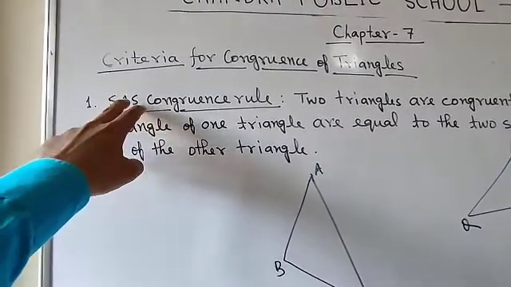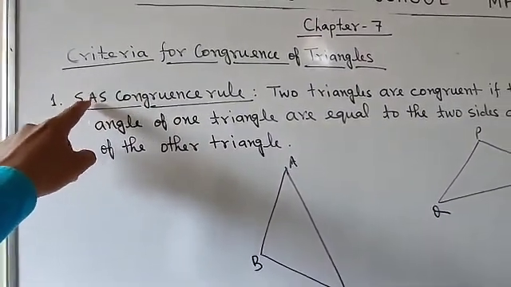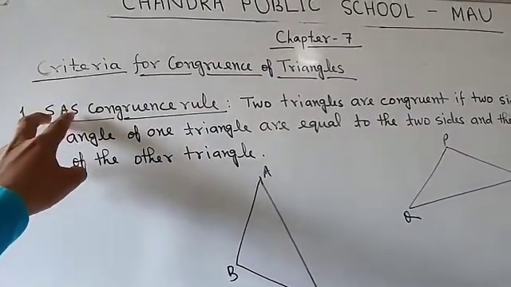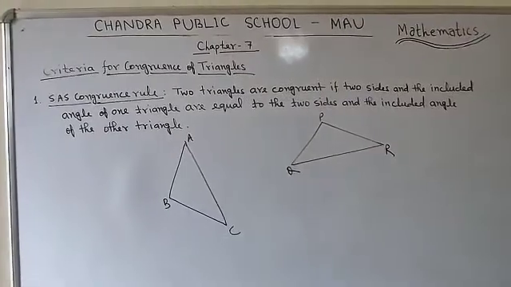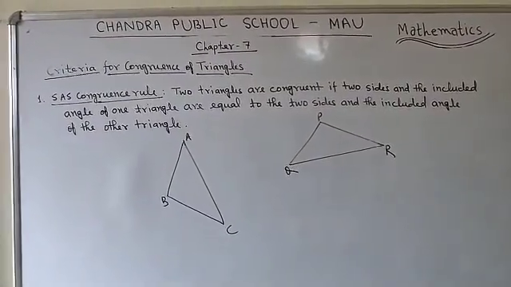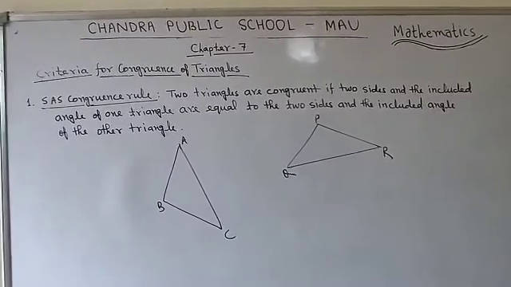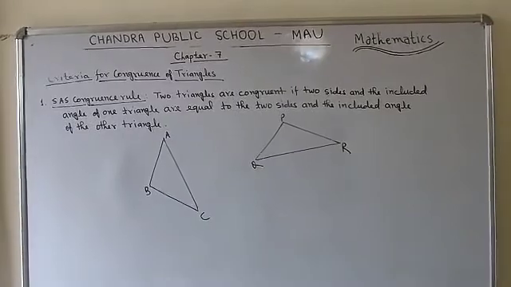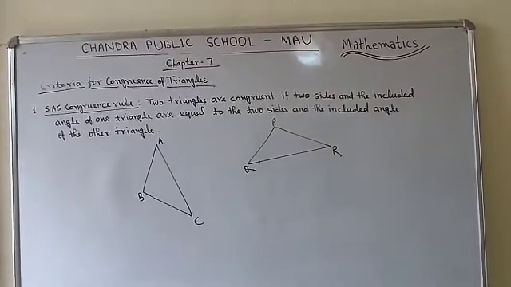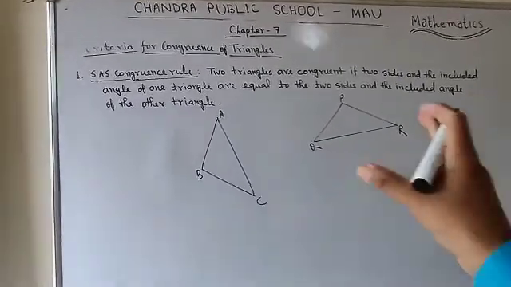SAS means side angle side. SAS, that is going to denote side angle side. So that is called the SAS congruency rule. So two triangles are congruent if two sides and the included angle of one triangle are equal to the two sides and the included angle of the other triangle. According to the SAS congruency rule, two triangles are congruent if two sides and the included angle are equal. Now I am going to explain the statement with the help of that diagram.